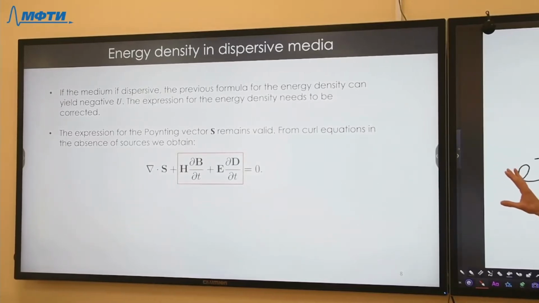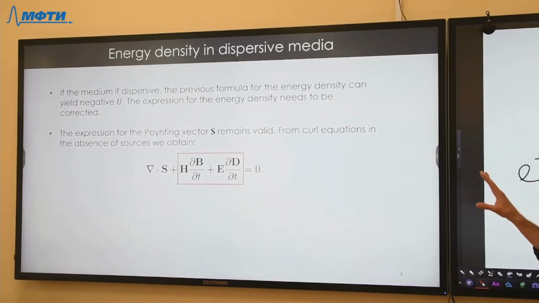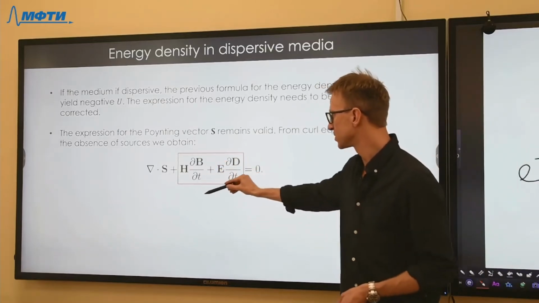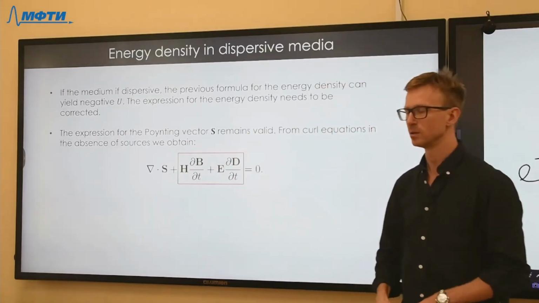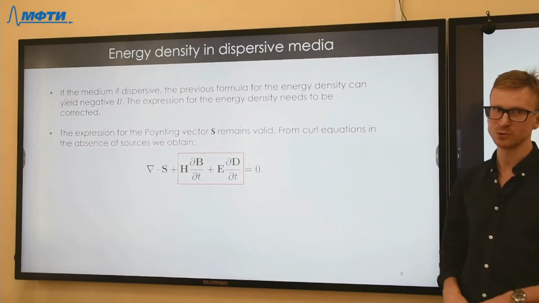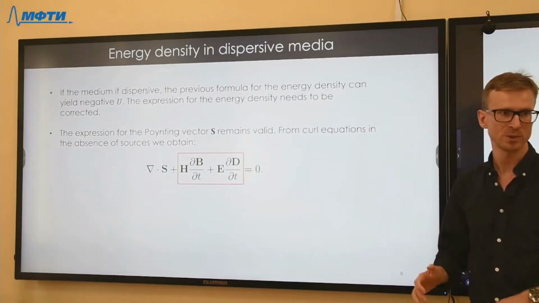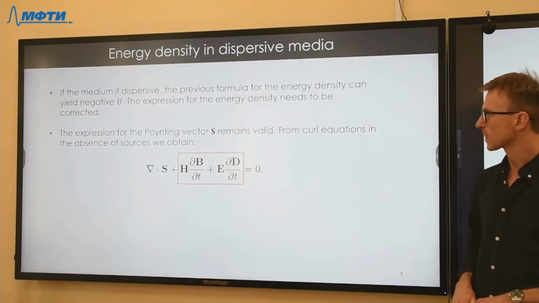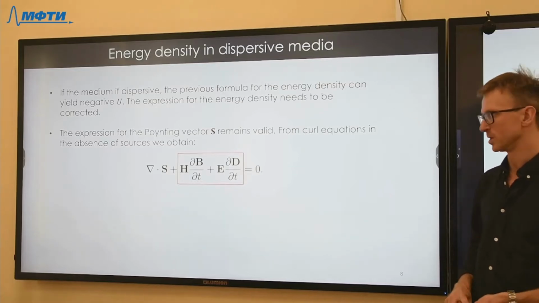Okay, this is not going to be important in order to obtain the formula for the energy density. There are no sources, there are only media, dispersive media, and fields. And the expression for the Poynting vector remains valid. In the case of dispersive media, we have the divergence of S, plus the very same expression that we had in the beginning, which we managed to reduce to the electromagnetic energy density. So now we need to reduce this expression to the electromagnetic energy once again, but in the case of dispersive media. This is going to be a bit more complicated.